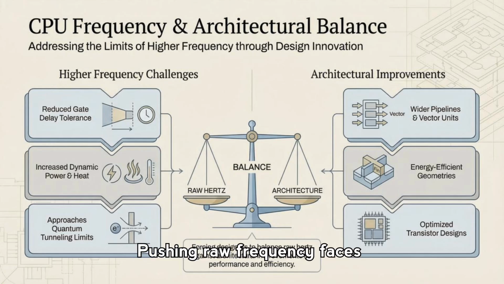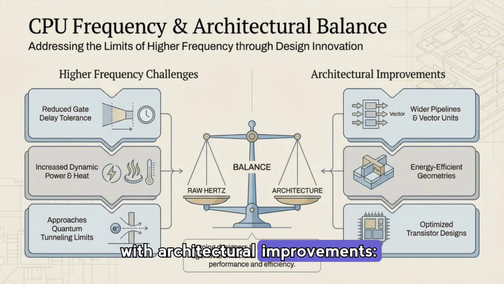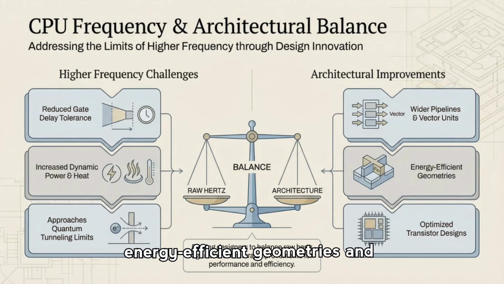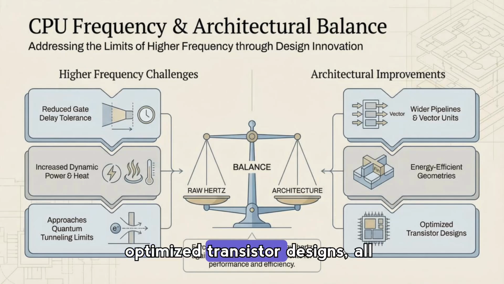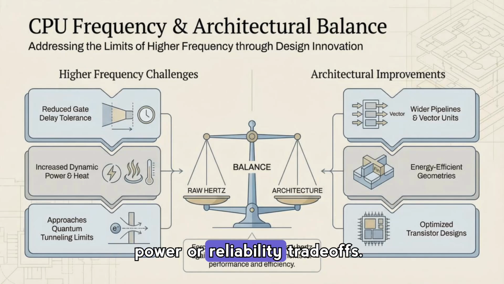Pushing raw frequency faces diminishing returns because of reduced gate delay tolerance, rising dynamic power and heat, and even quantum tunneling at tiny scales. Designers must balance raw hertz with architectural improvements, wider pipelines and vector units, energy-efficient geometries, and optimized transistor designs, all aimed at squeezing more performance without unsustainable power or reliability trade-offs.